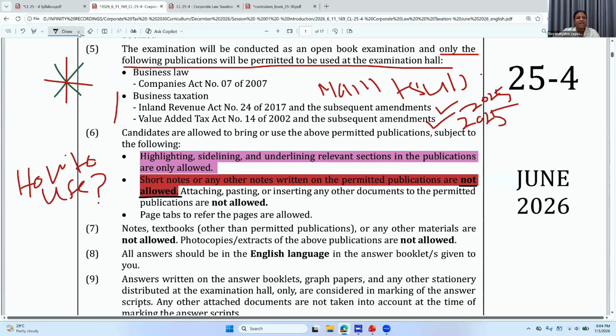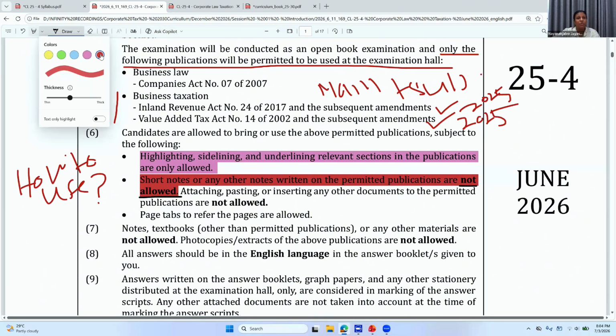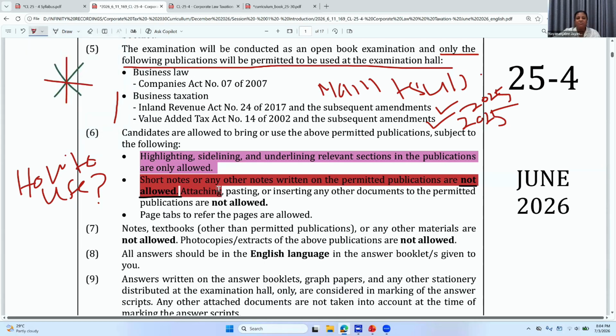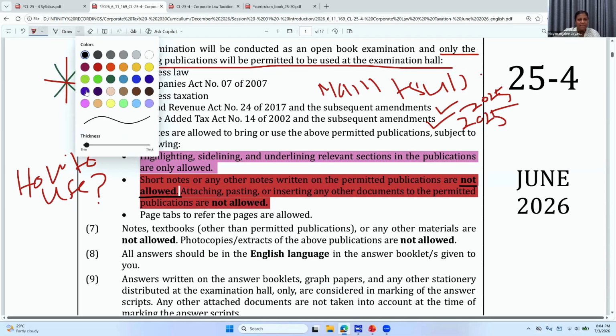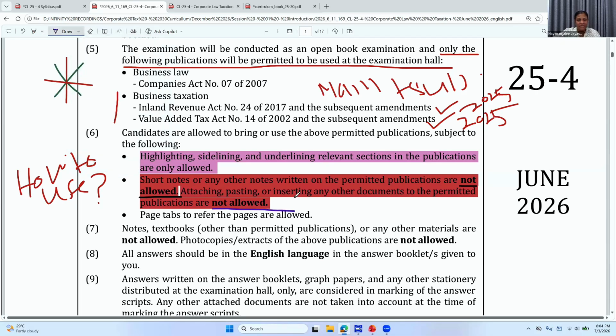Don't write unnecessary things in your open book referential materials. Secondly, attaching, pasting or inserting any other documents into the permitted publications is not allowed. Here it has been very clearly mentioned: you cannot write a short note and paste it, and you cannot attach anything other than tagging.